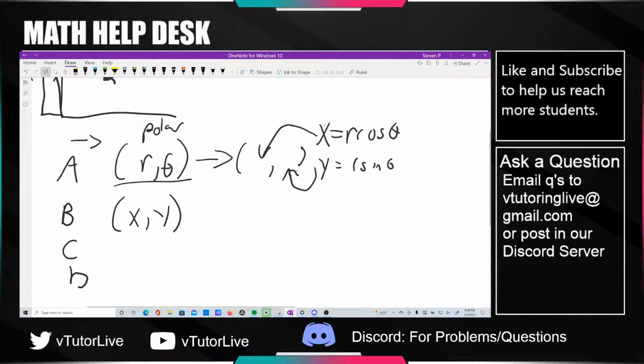I guess you should always remind yourself why this is true. If you have some point that's at r and theta, you can always just draw a right triangle, and this is clearly x is equal to r cos theta, and y is equal to r sine theta. That's all there is.